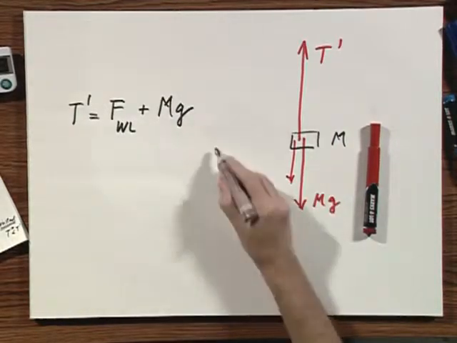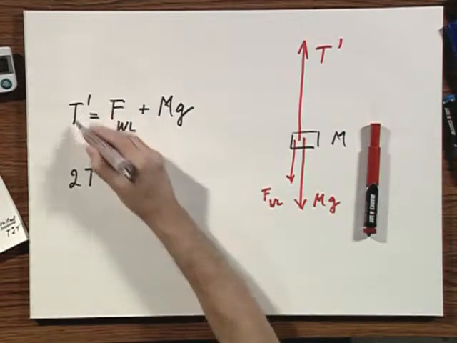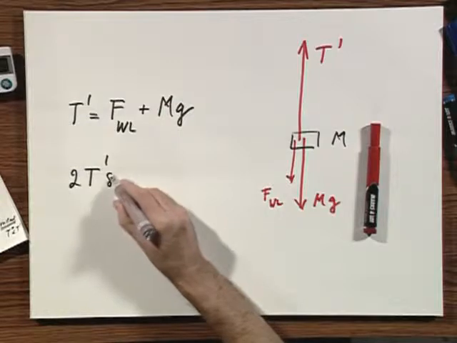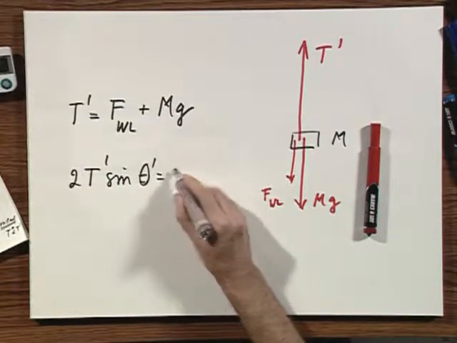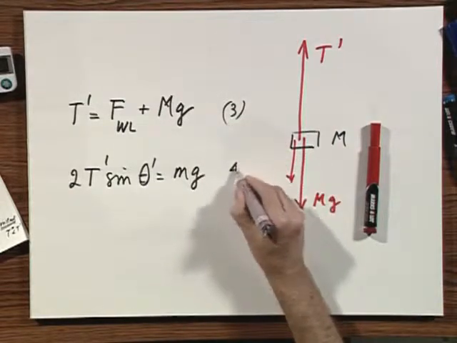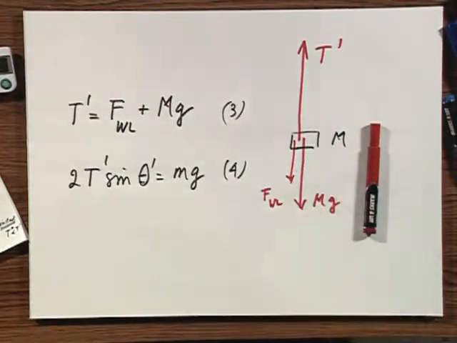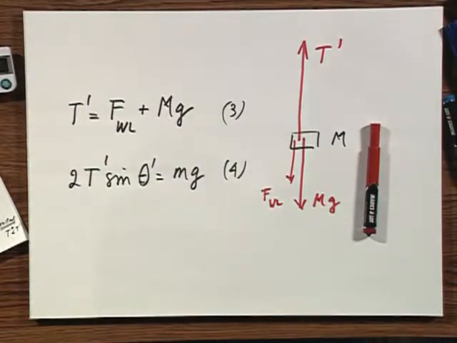For the other object, for little m, I would get that T2 prime, because the tension is the same everywhere, times the sine of theta prime, theta has changed, equals mg. So this is equation number 3, and this is equation number 4. And as I pull capital M down, it should be obvious that little m goes up.